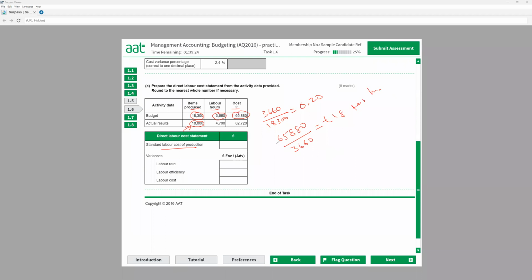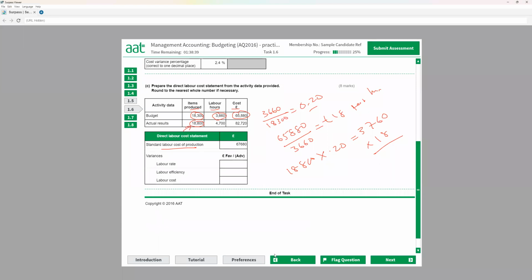Okay, so now if I'd like to see for 18,800 units, how many hours do I need? Multiply by 0.20. So 18,800 times 0.2, I need 3,760 hours, and the per hour is supposed to be 18. So to make 18,800 units, it should cost me 67,680.